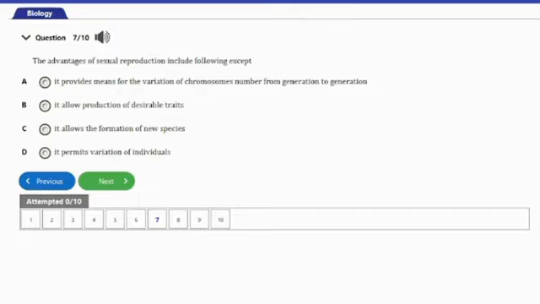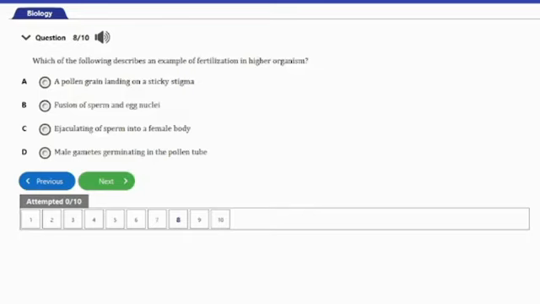So let's go ahead and consider the next question. That's question number 8 here. It says, which of the following describes an example of fertilization in higher organisms? We have A, pollen grain landing on a sticky stigma. B, fission of sperm and egg nuclei. C, ejaculation of sperm into a female body. D, male gametes germinating in the pollen tube.